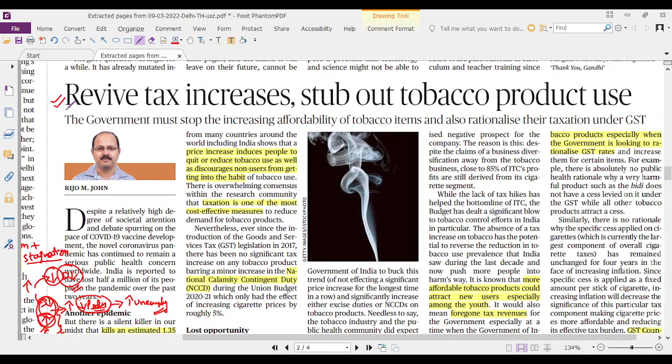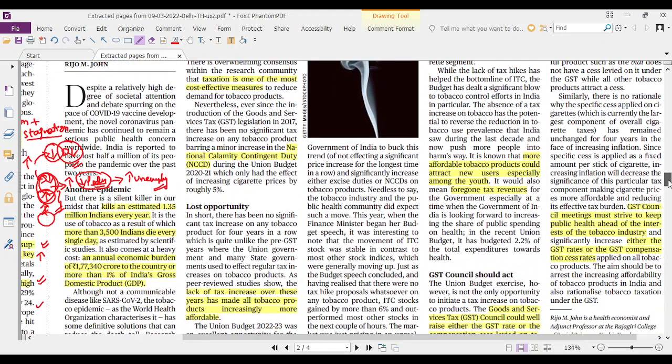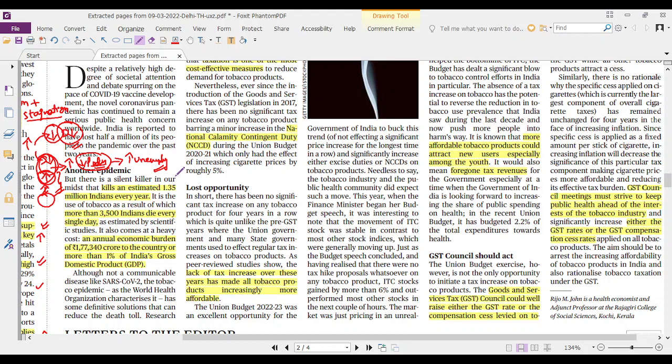Here, this article talks about the health impacts of tobacco consumption in India. Tobacco consumption kills almost 1.35 million Indians every year, and on an average almost 3,500 Indians die daily. The author calls this a silent killer. Tobacco consumption also has an economic cost. We are losing almost 1% of GDP because of that.